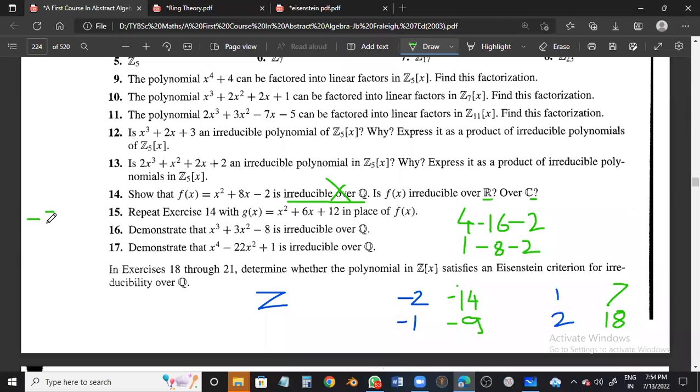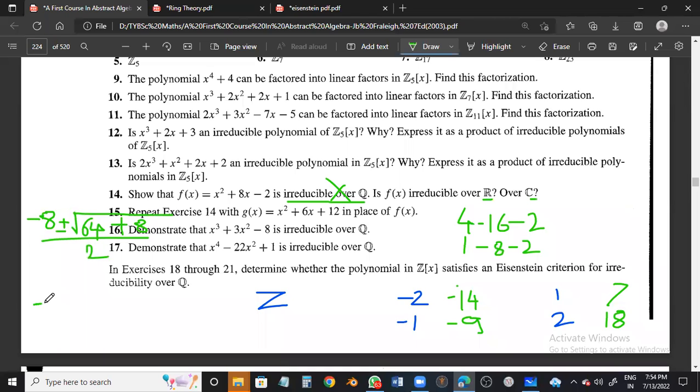Minus b plus minus under root b square minus 4ac. I hope you know the formula. So minus minus will be plus. 4 times 2 is 8. So what do I have? 72, root 72 upon 2.